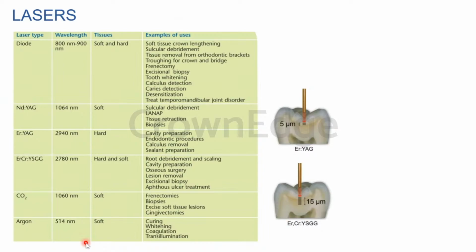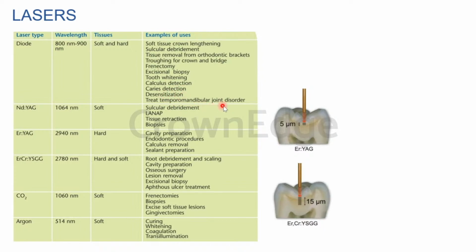So this is a table I want you all to take a screenshot of. This throws light on the different types of lasers, the wavelength of each laser, what tissue it acts on, is it soft or hard, and what are the various examples. So over here we have the first one, which is the diode laser, 800 to 900 nanometer. It says that it acts on both soft and hard, but it is mostly just soft tissues. When it comes to hard tissue, it has very limited effect. It can help in desensitization of the hard tissue. It can help in a little bit of calculus detection and caries detection.